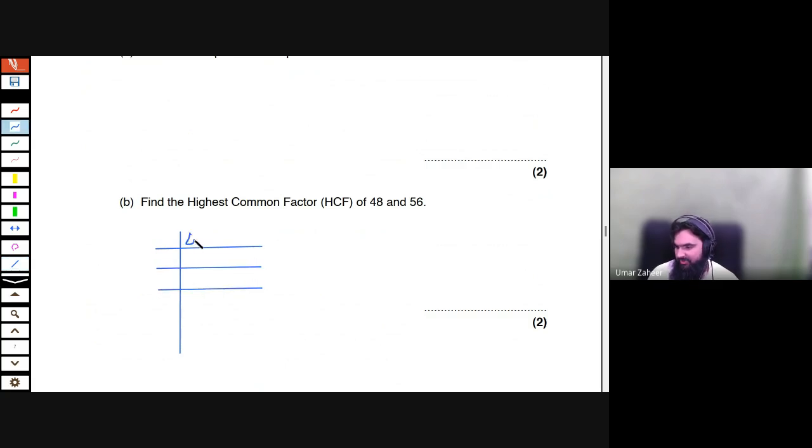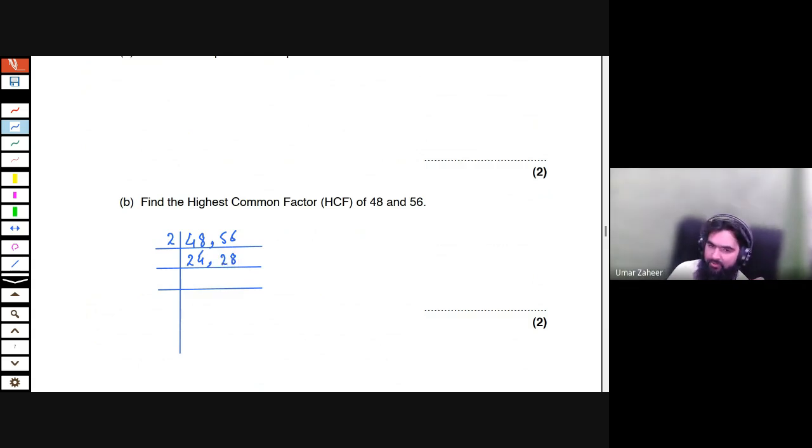We have 48 and we have 56. In HCF, you have to divide the numbers when both numbers are divisible. If only one of them is divisible, you will not divide it. The smallest prime number is 2, so both of them are divisible by 2. Let's divide it. 2 times 2 is 4, 2 times 4 is 8, 2 times 2 is 4, 2 times 8 is 16.